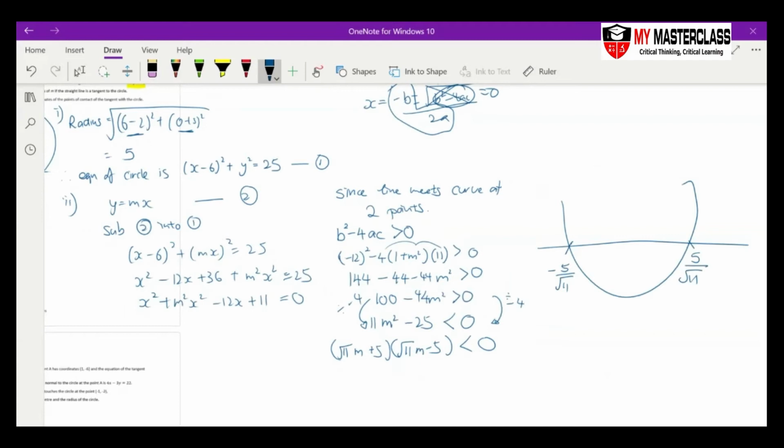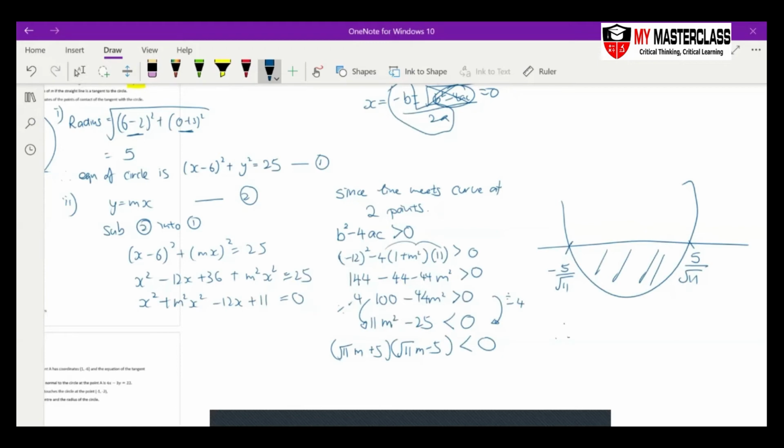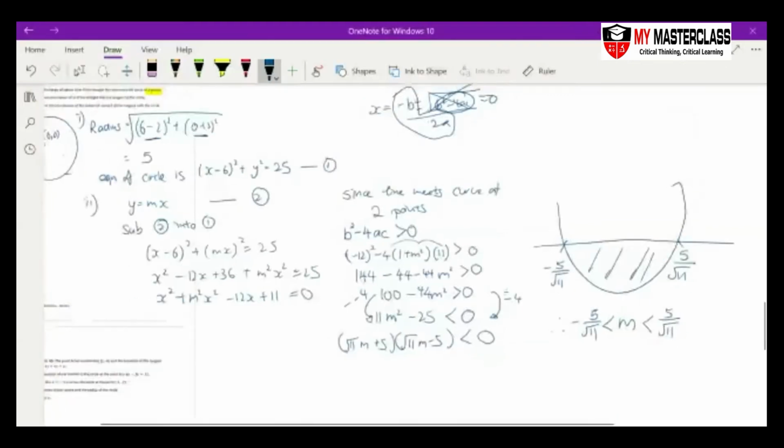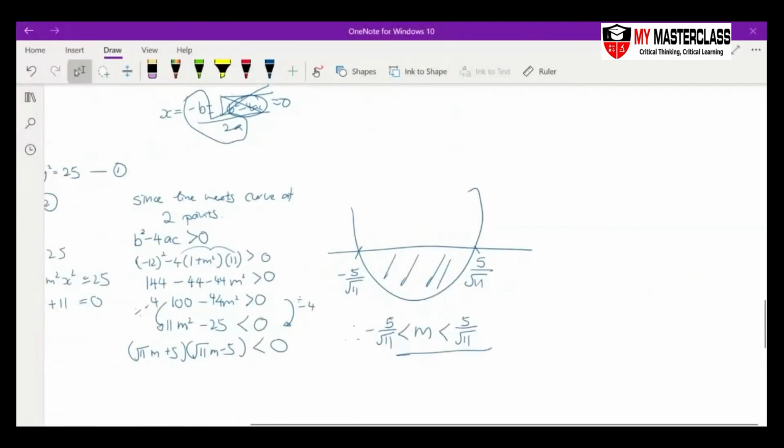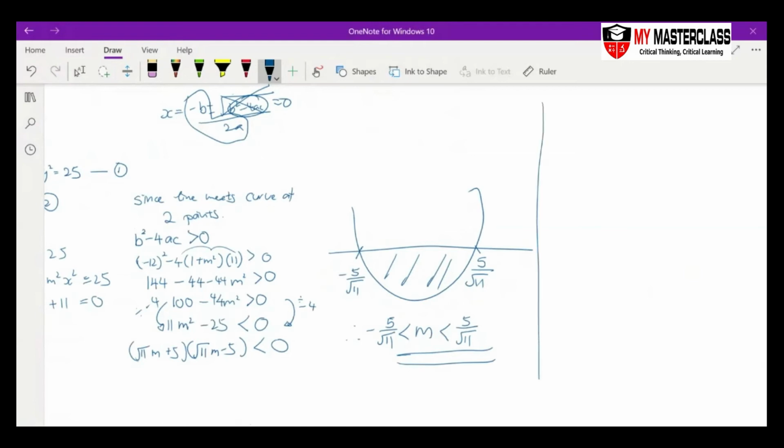Smaller than 0, shade on top or shade below? Over here. So therefore, your m is in between negative 5 over root 11 and 5 over root 11, and this is your answer for the range of m such that y equals mx intersects the circle at 2 distinct points. The next part of the question is, what if the line meets the circle at one point?